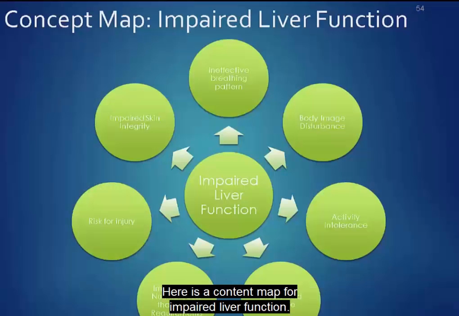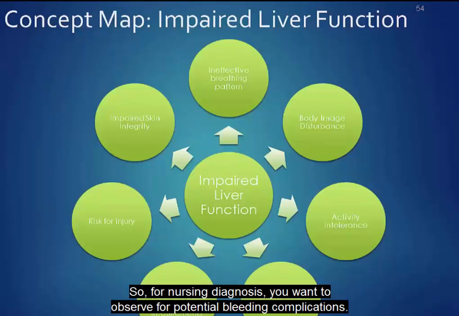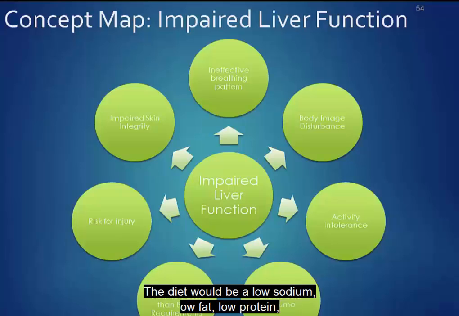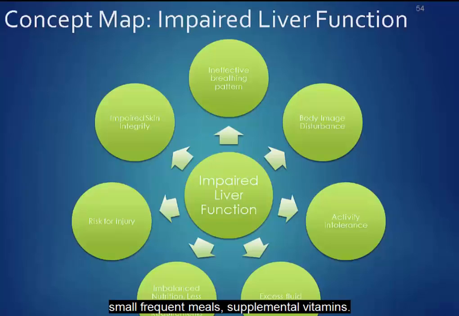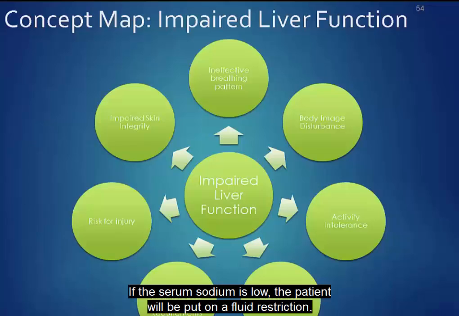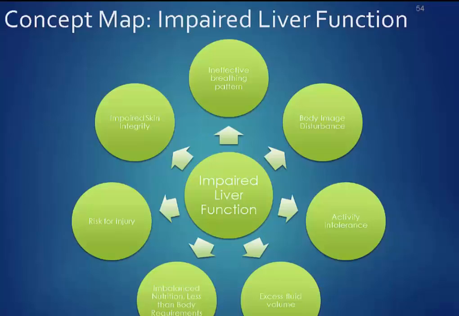Here is a concept map for impaired liver function. So for a nursing diagnosis, you want to observe for potential bleeding complications. You're monitoring the labs, the PT, INR, and the PTT. The diet would be low sodium, low fat, low protein, small frequent meals, supplemental vitamins. If the serum sodium is low, the patient will be put on a fluid restriction.